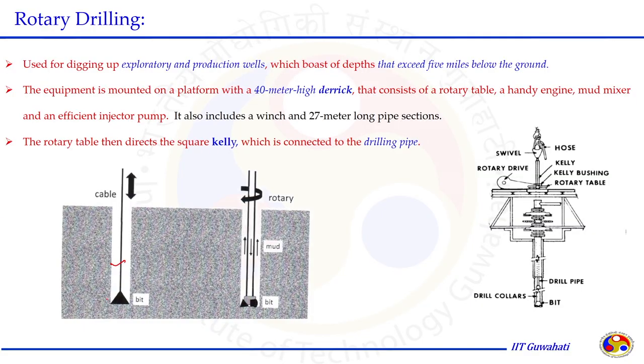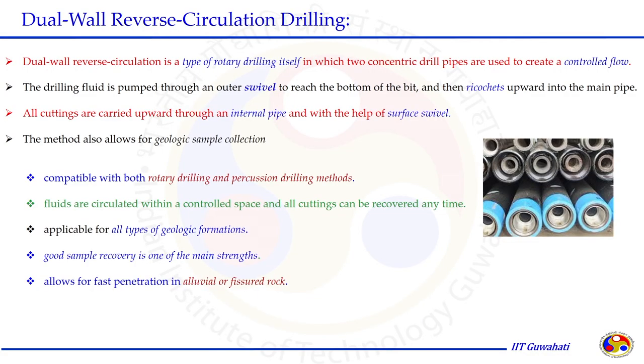So the difference between the cable and the rotary: here in the rotary we have rotary motion, whereas in cable percussion it was just the bit hammering the soil and then we get the hole. So the better features are in the rotary because it can drill up to the depth we want.